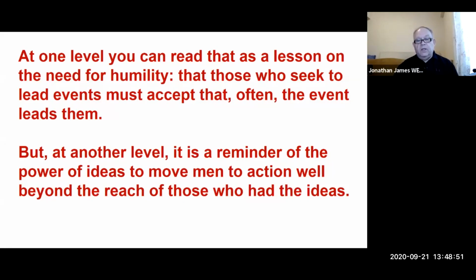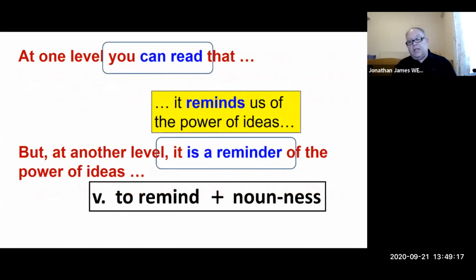At one level, you can read that as a lesson on the need for humility. That those who seek to lead events must accept that often the event leads them. But at another level, it is a reminder of the power of ideas to move men to action well beyond the reach of those who had the ideas. Where I tell you to take a look is at the verbs.